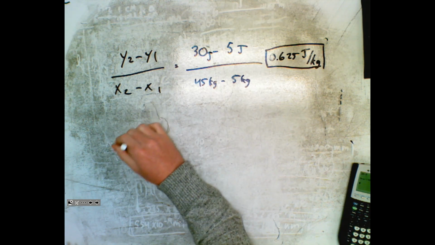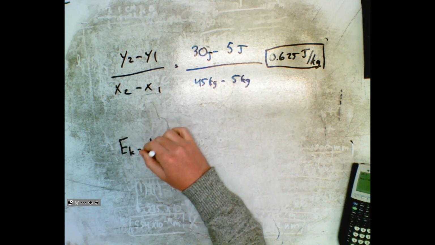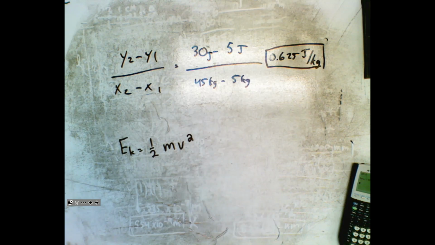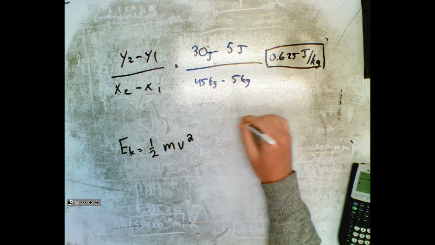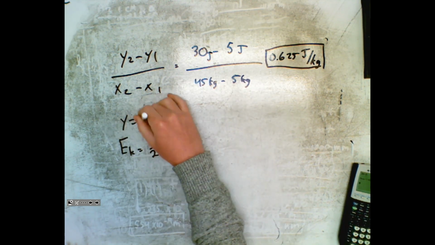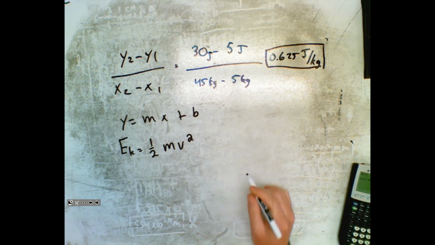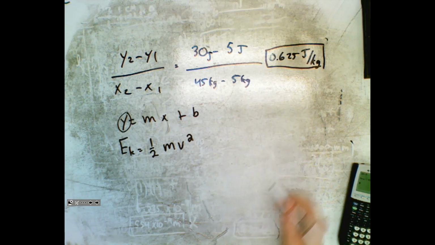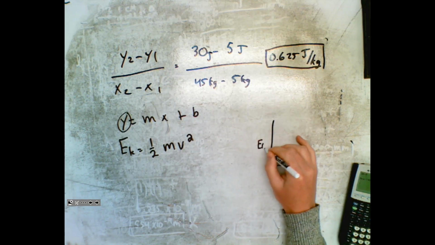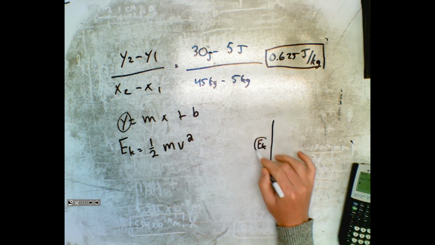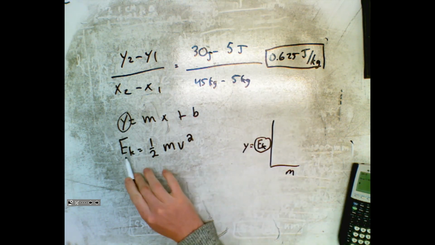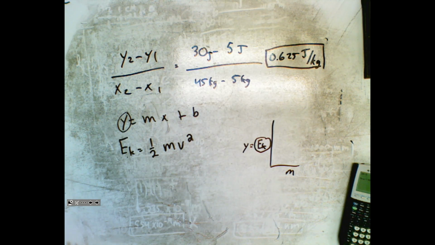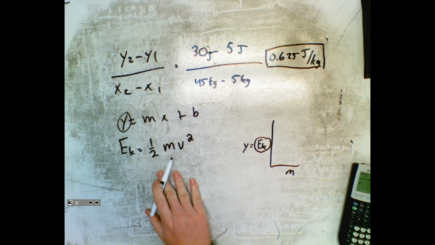So our formula is EK equals 1/2 mv squared. And what we want to do is get this formula into y equals mx plus b form. And when something is in y equals mx plus b form, you have to make sure that your y value is isolated, right? So on our graph was an EK versus m graph. So EK is our y value. And in the formula, our y value is isolated. So this formula is already in y equals mx plus b form. Okay.